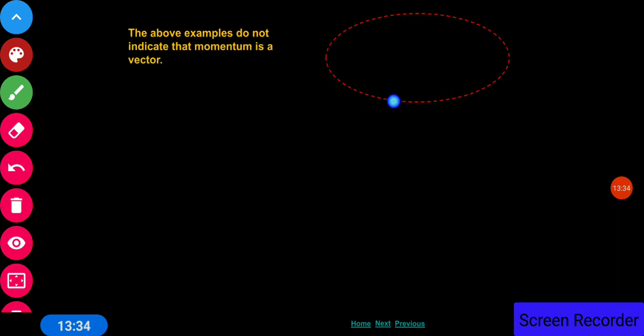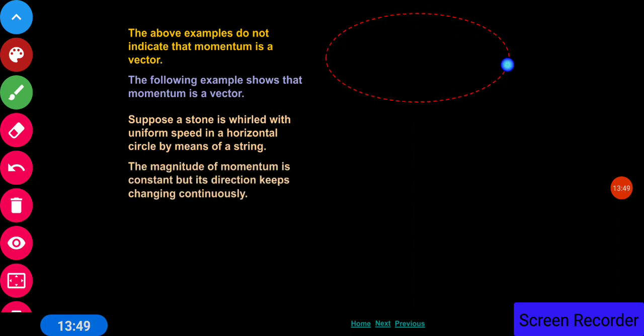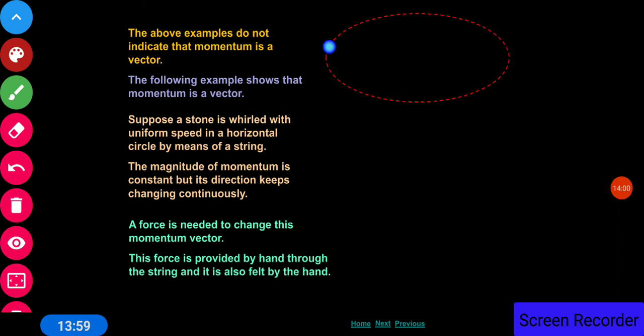The above examples do not indicate that momentum is a vector. The following example shows that momentum is a vector. Suppose a stone is whirled with uniform speed in a horizontal circle by means of a string. The magnitude of momentum is constant, but its direction keeps changing continuously. A force is needed to change this momentum vector. This force is provided by the hand through the string and it is always felt by the hand.